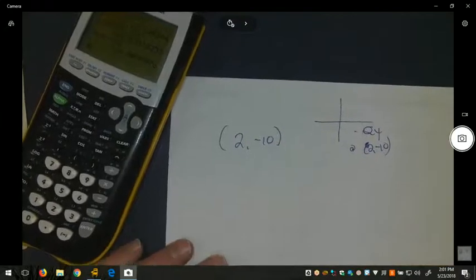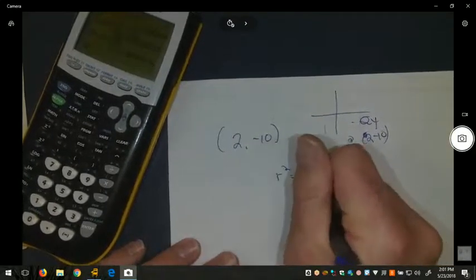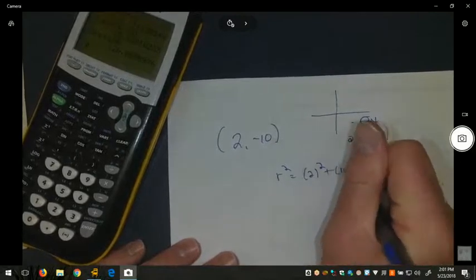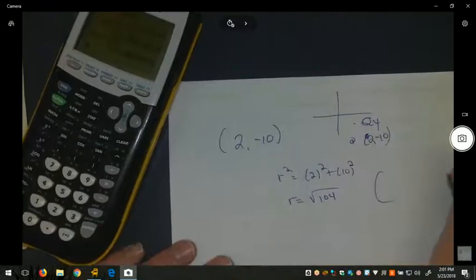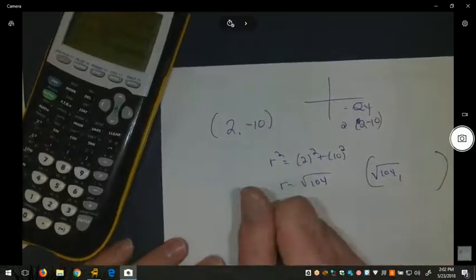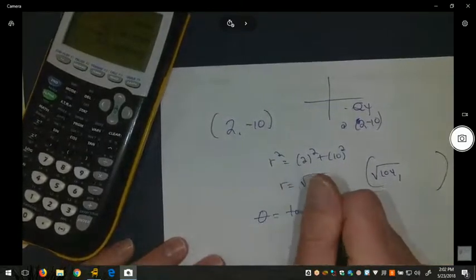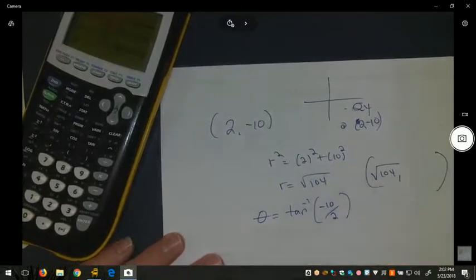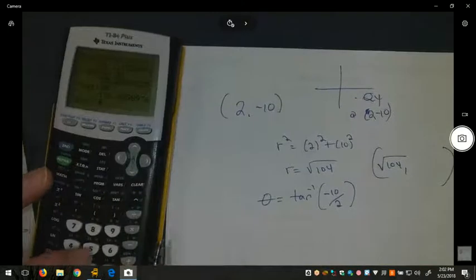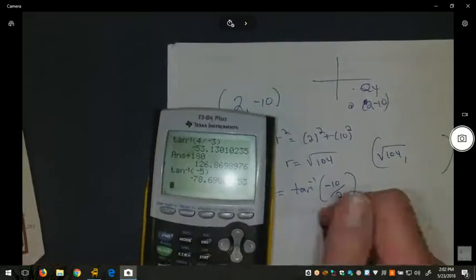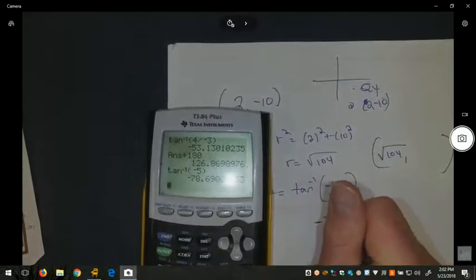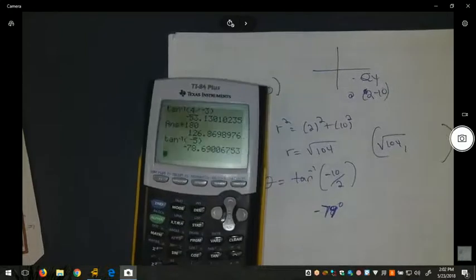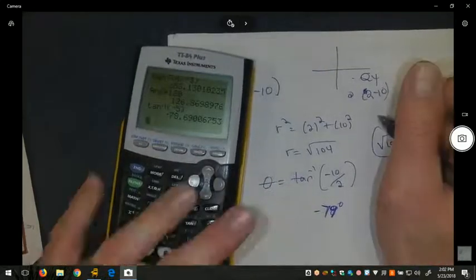That's great. When we do tangent inverse, we'll get there. So we have r squared equals x squared plus y squared. So that's 104. R is the square root of 104. So right now my polar coordinate, I'll have a decimal approximation or an exact value of the square root of 104. To find theta, though, I have to do tangent inverse of the y over the x. That's tangent inverse of negative 5. When I do this in degree mode, it once again gives me a negative 78, actually negative 79 degrees to the nearest degree. Negative 79 degrees.